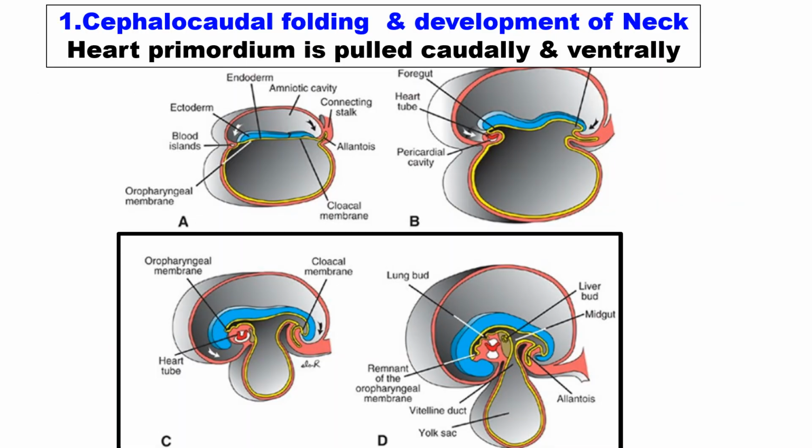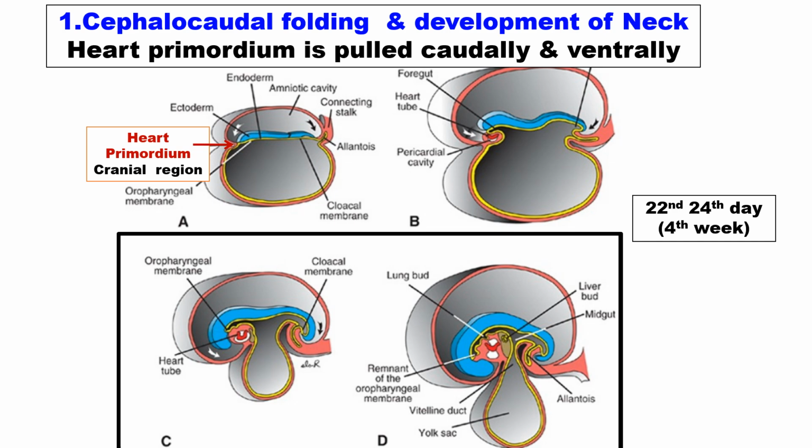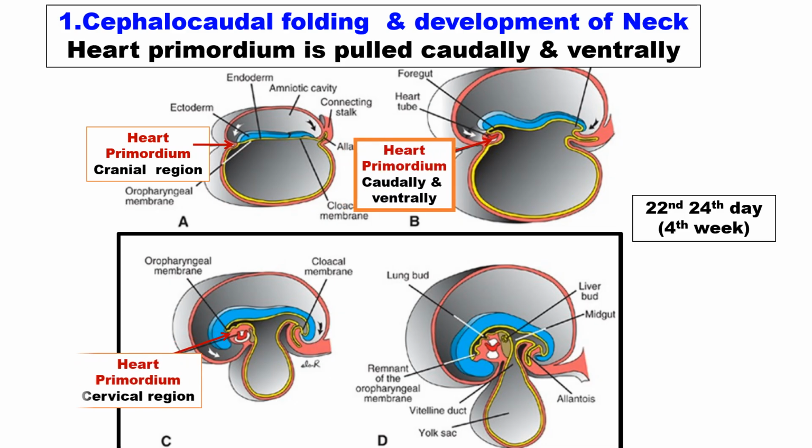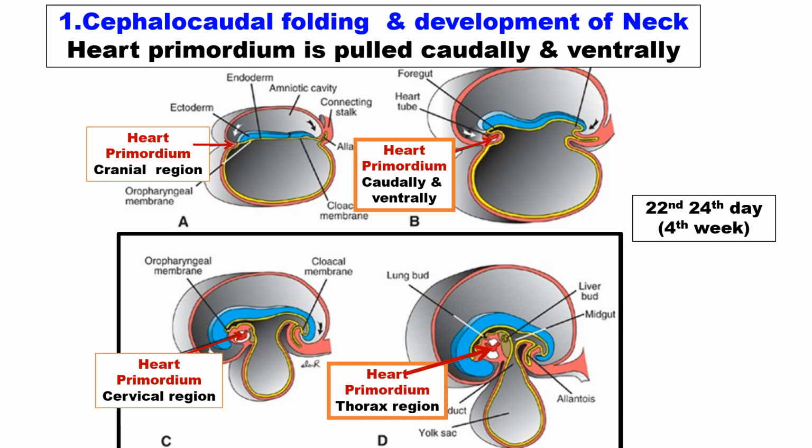Cephalocaudal folding occurs along with the development of the neck, around the 22nd to 24th day. The heart primordium, which is present at the cranial part of the trilaminar embryonic disc, is now pulled caudally and ventrally. Initially, the heart primordium moves to the cervical region. Later, it moves to the thoracic region.